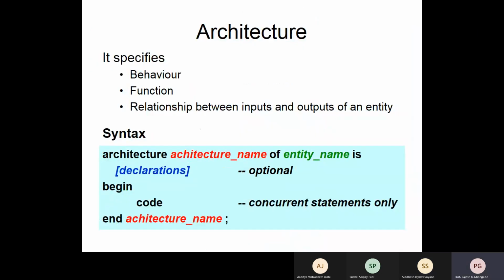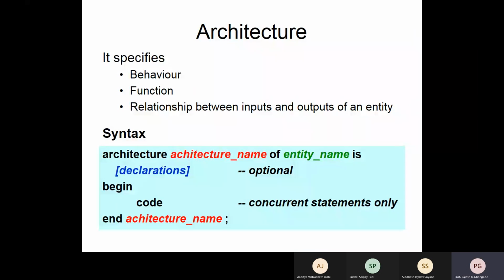Then coming to architecture. What does architecture do? It defines the behavior or the function, or the relationship between input and output of an entity. In simple plain words, it is the basic engine of our device. Here it will have all the functionality being written.